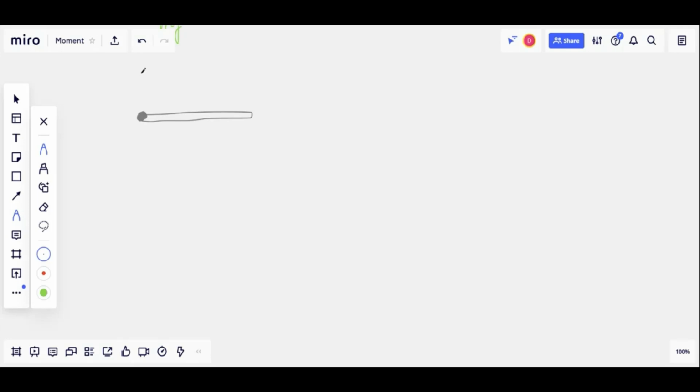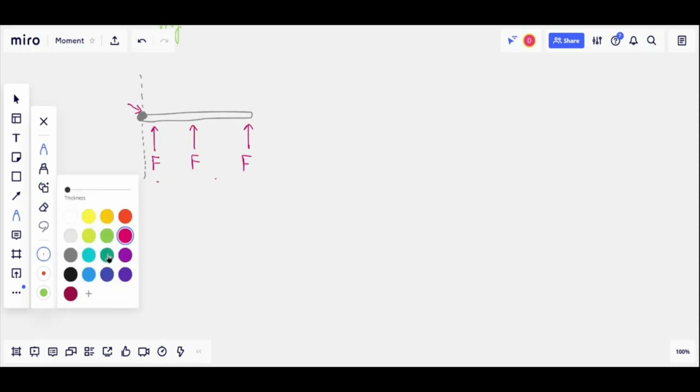Now, consider three situations. We apply force at three points. One is over here, one is over here, and one is over here. We are talking about the point of pivot, the point about which the rotation occurs. The magnitude of the force in all three cases is the same. So where do you think it is easiest for us to rotate the door?